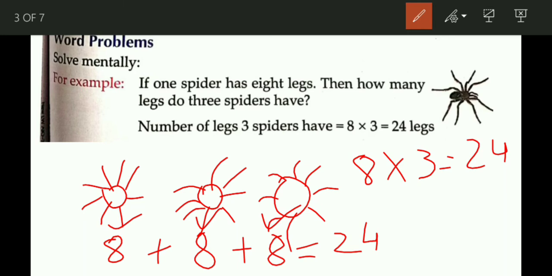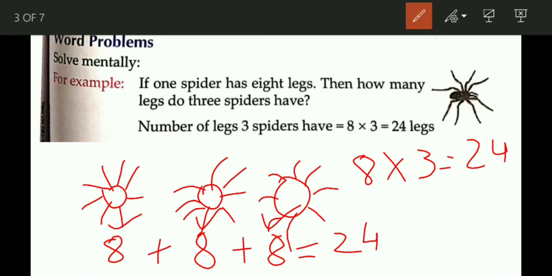What are we talking about? 3 spiders and all the legs of the spiders. So I have to show you like this. They are saying that 3 spiders, all right, so I finished drawing 3 spiders and we have to count all the legs of these 3 spiders. So 8 into 3. Okay.